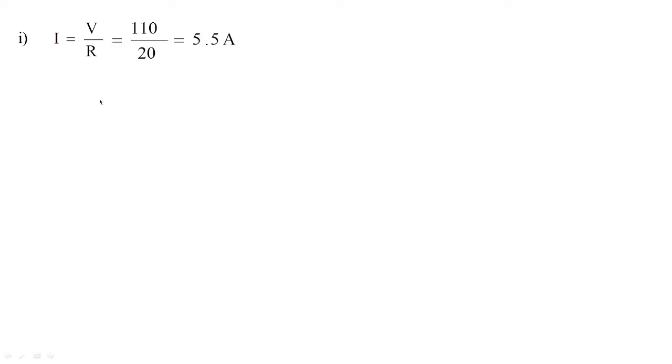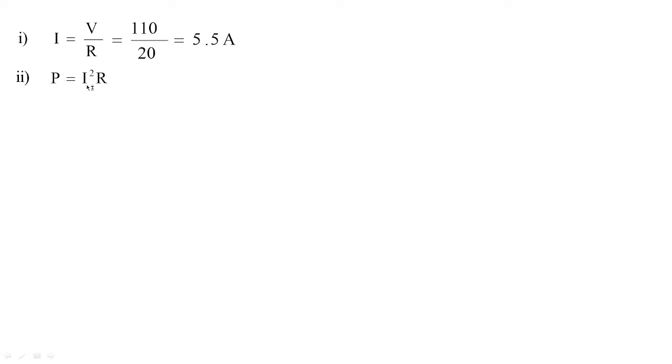So let us calculate the current. Current under resonance is nothing but voltage by resistance. So voltage is 110, resistance is 20. So the current value is 5.5 amperes. Now this is the value of current under resonance, and we have to estimate the rest of the parameters under resonance.